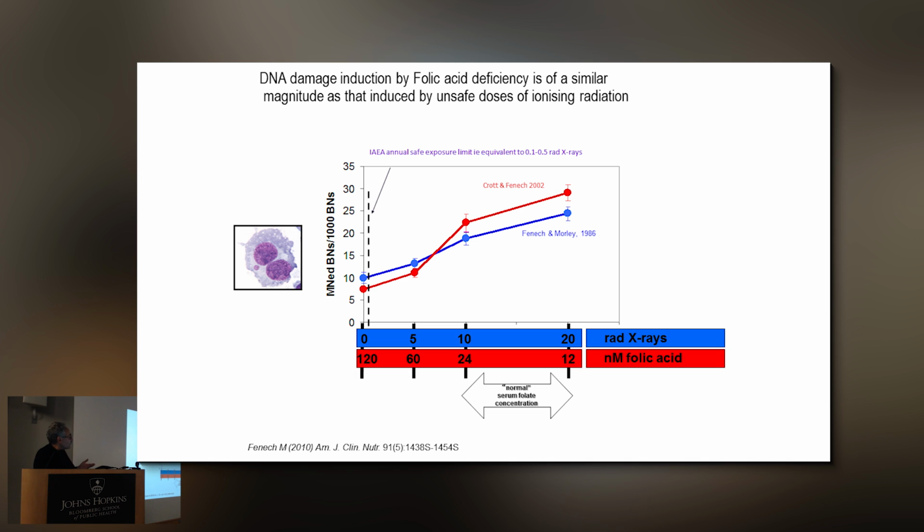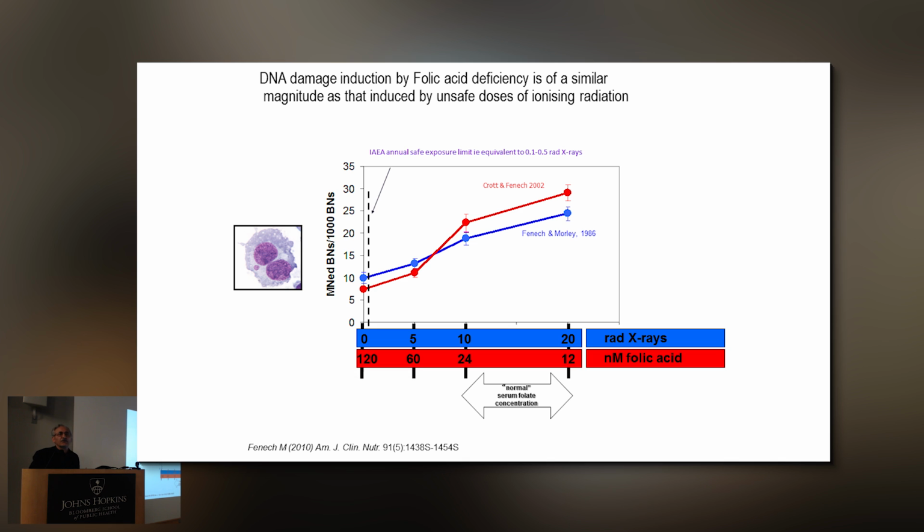That is not the case, because you can see here that the DNA damage level at 12 nanomolar folate is about 28. If you take it up to 60 nanomolar, it's about 11, so about 3 times lower. Furthermore, the damage increase at 12 nanomolar folate is equivalent to that of 20 rad of X-rays, which is about 10 times the annual exposure limit allowed for the general population.